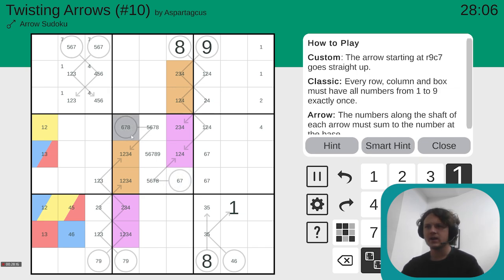Okay, so does that mean 8 has to go there then? Yes, I did mess up. To get 14, we can't do 2 7s, so we have to do 6, 8. And to get 15, we'd have to do 7, 8. And that can't be an 8 because of that. And can't be a 9 because they can't sum to.